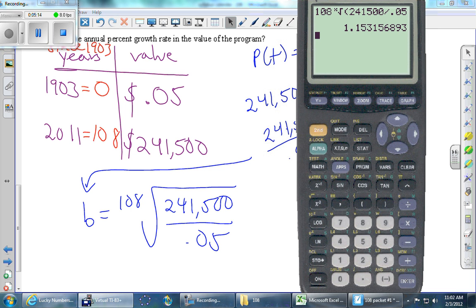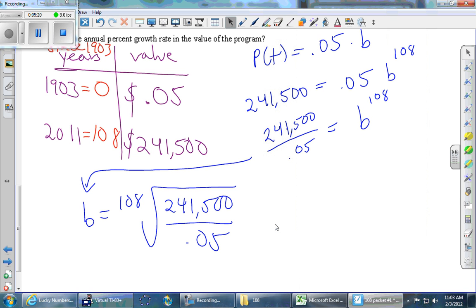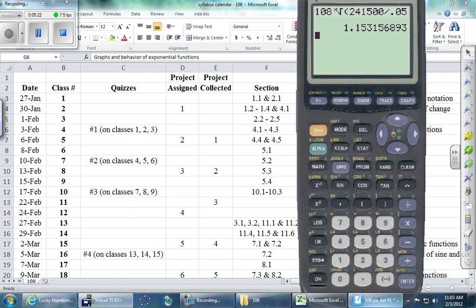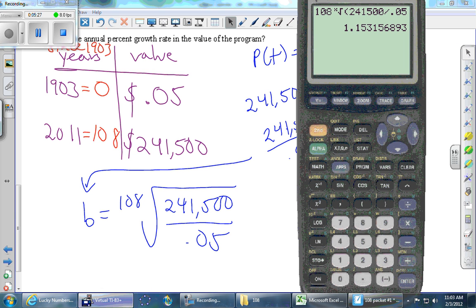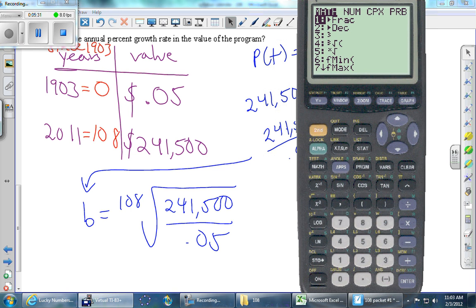You could also do to the 1 over 108. Yes. On the calculators here, you type in the root that you want, 108 first, and then inside of math, it's number 5. That x radical means any old root that you want. Okay, so B is this 1.153.